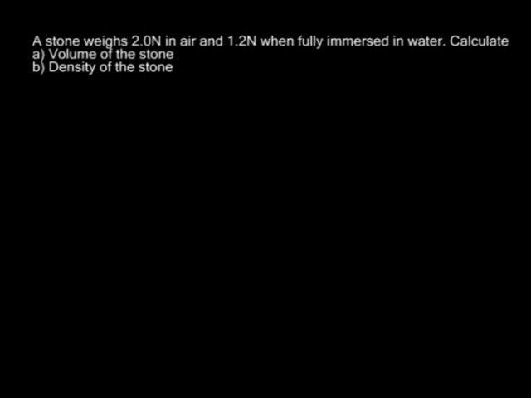One example: a stone weighs 2.0 newtons in air and 1.2 newtons when totally immersed in water. Calculate A, the volume of the stone, and B, the density of the stone. Take g to be 10 newtons per kilogram, and the density of water is 1,000 kilograms per meter cubed.